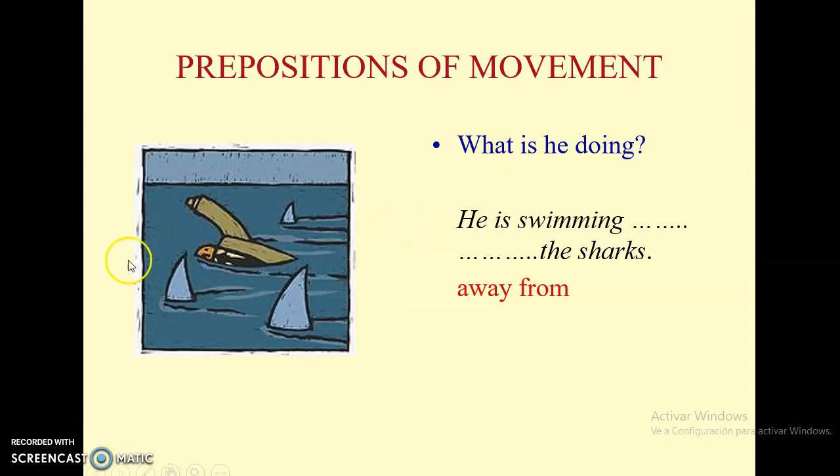So that's why the question is, what is he doing? He is swimming away from the sharks. So the sharks are here and the guy is trying to escape, right? The guy is trying to save his life. Otherwise, the sharks are going to eat him. So it's important to understand that this will be the opposite of toward, right? Away from. He's trying to be at a distance from this starting point. So the reference of this would be the sharks. He's trying to move away. He's trying to escape.